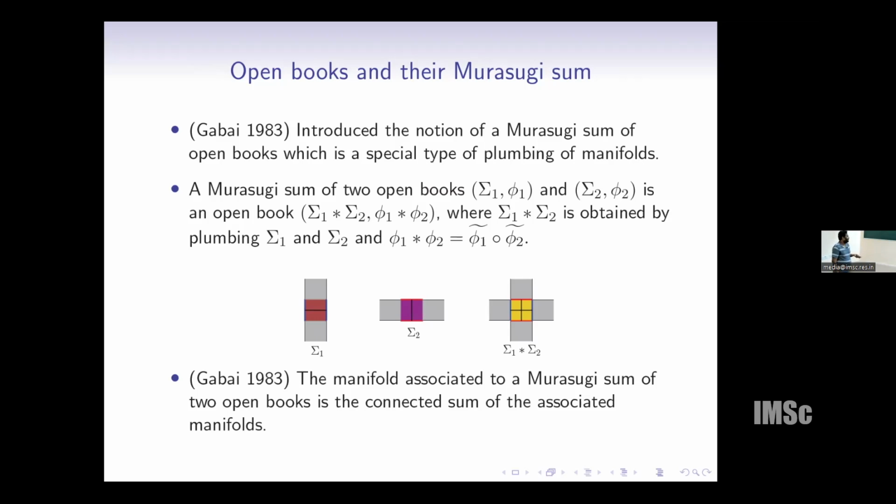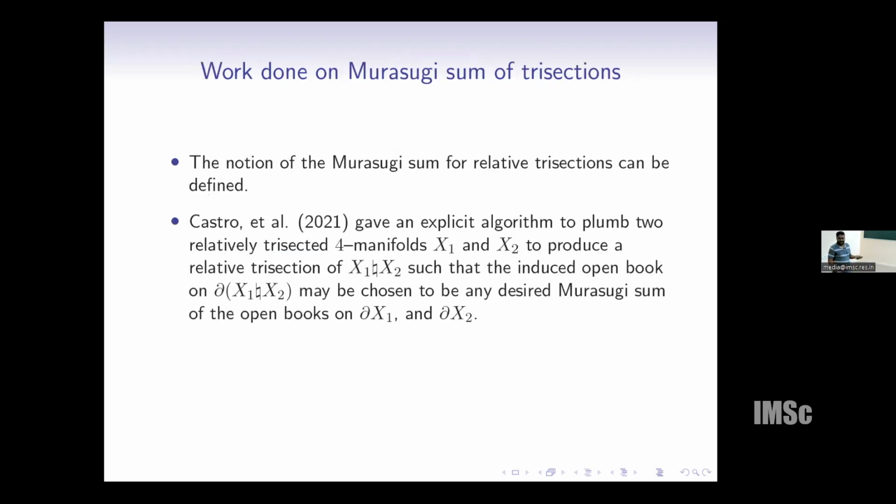Gabai also proved that the manifold associated to the Murasugi sum of open books is the connected sum of the associated manifolds. So basically, after doing the Murasugi sum, if you construct the open book, whatever you get is the connected sum of the manifolds. We also have similar results, and I'm just motivating from that. The notion of Murasugi sum of relative trisections can be defined analogously. I'm not going to define it here for time reasons.